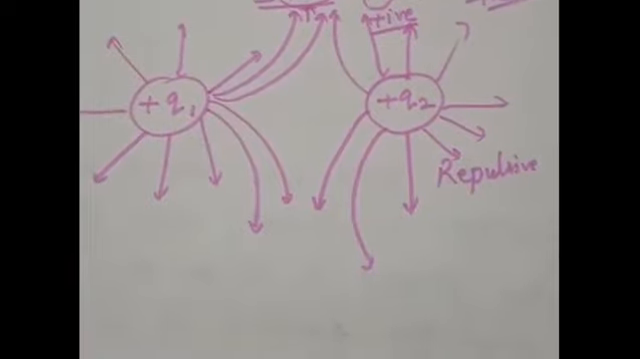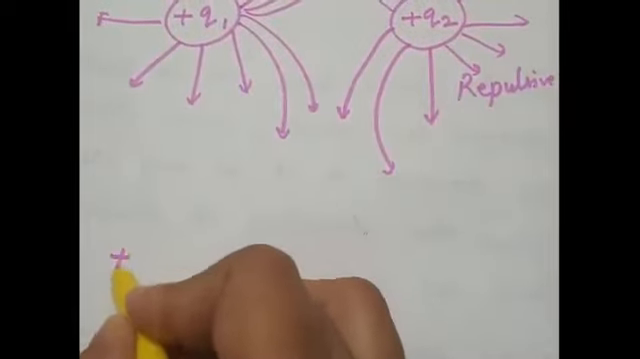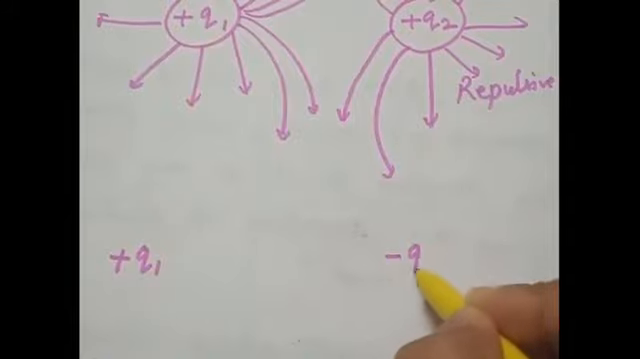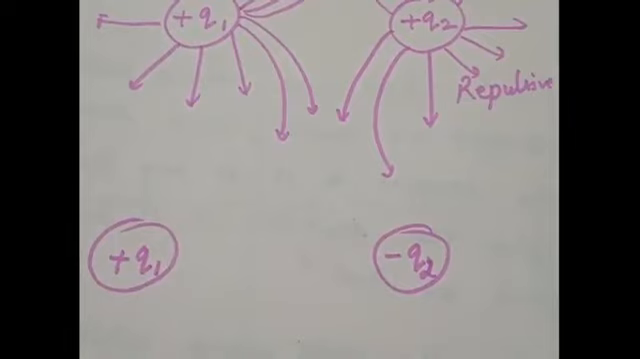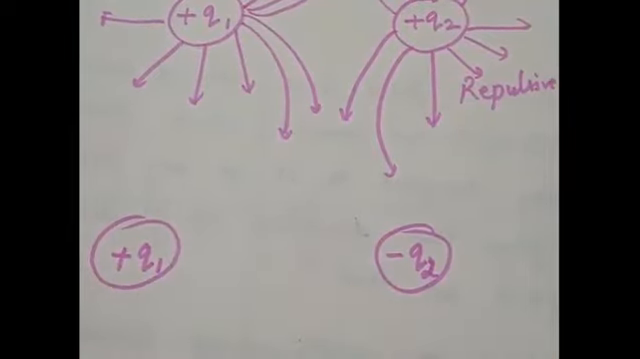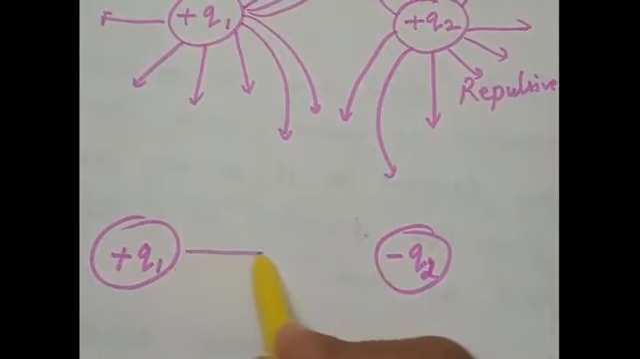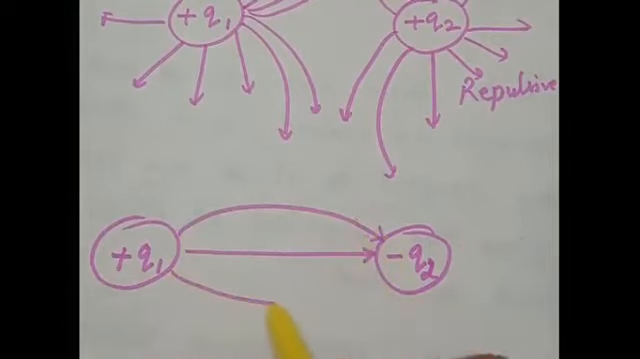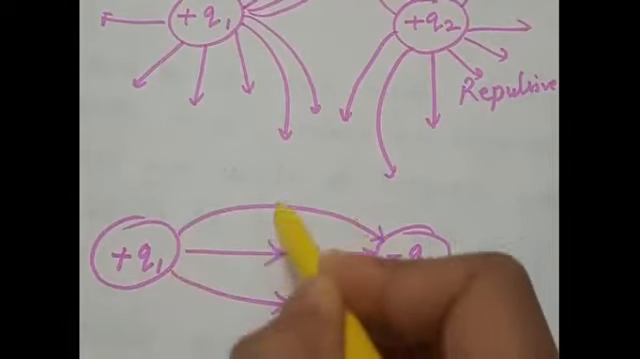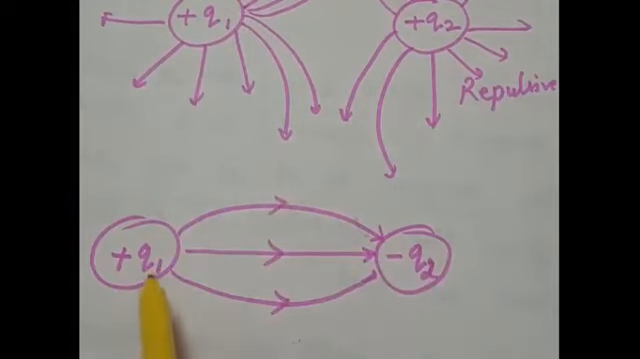But if we have a unit positive charge and a unit negative charge, Q1, Q2, then what will happen? There should be a force of attraction between these two charges, and the electric field lines will go this way. Because from a positive point charge, electric field lines originate and they end up in the negative charge.